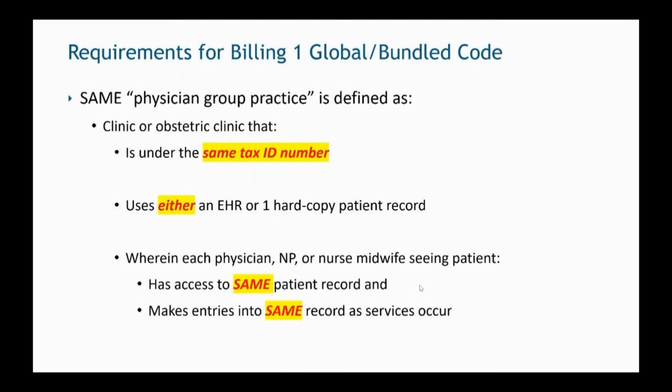Okay, how do insurance companies then define same physician group practice? It's defined as a clinic or an obstetric clinic that is under the same tax ID number, or it uses either an EHR or one hard copy patient record, wherein each physician, NP, or nurse midwife seeing the patient has access to the same patient record and makes entries into the same record as services occur. So this is important.